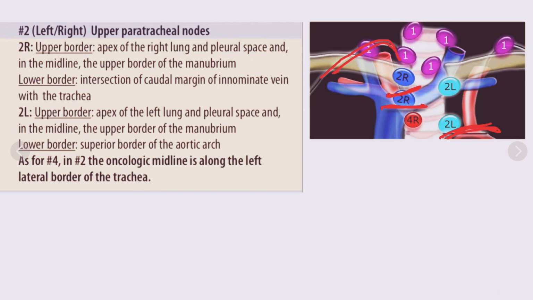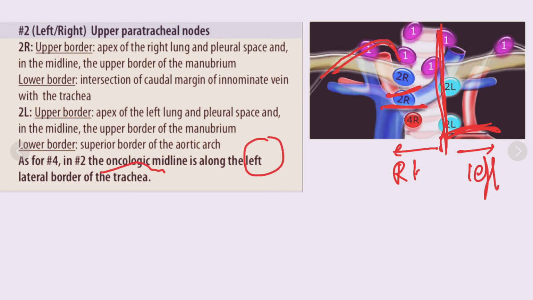For both lymph node station 2 and lymph node station 4, the oncological midline is along the left lateral border of the trachea. So this left lateral border defines the midline for lymph node stations 2 and 4. Right to it are the right-sided nodes and left to it are the left-sided nodes. It is not the midline of the trachea, it is the left lateral border of the trachea. A very, very important thing to keep in mind.